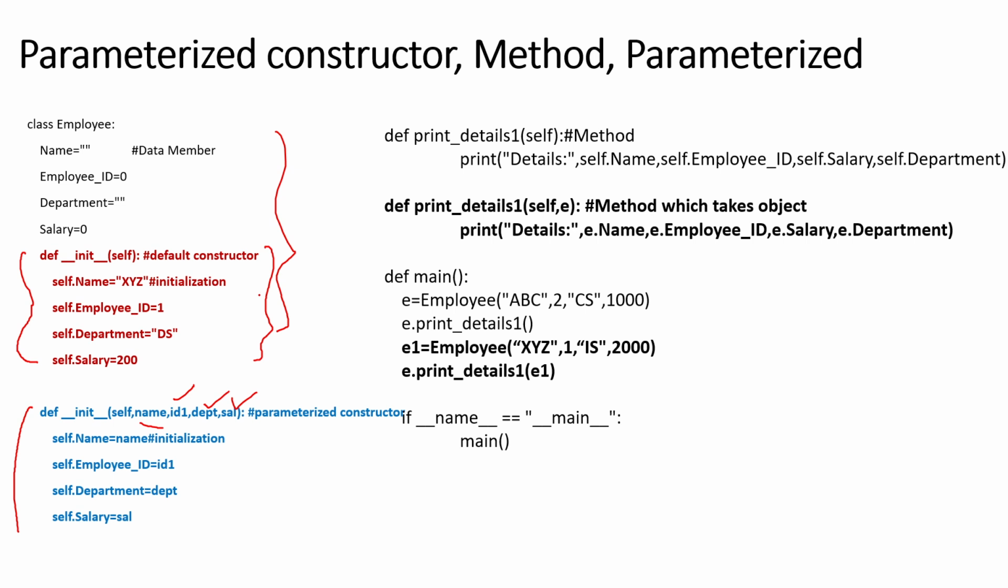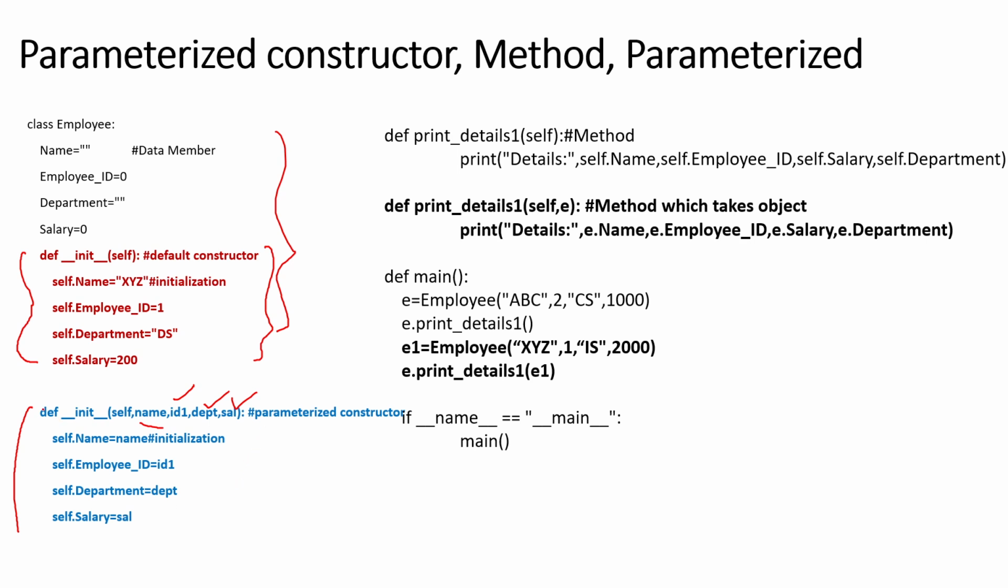The old one will not be available, only this one, because we have got two versions and the latest version is in effect. I'm going to assign name to the name field, ID to the ID attribute, department to the department attribute, salary to the salary attribute.